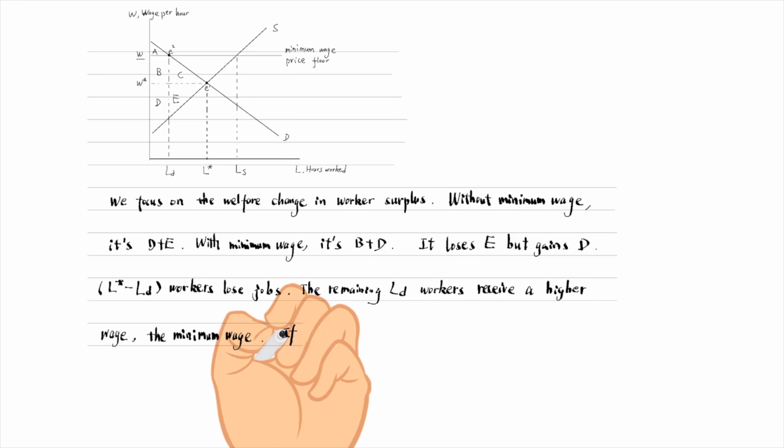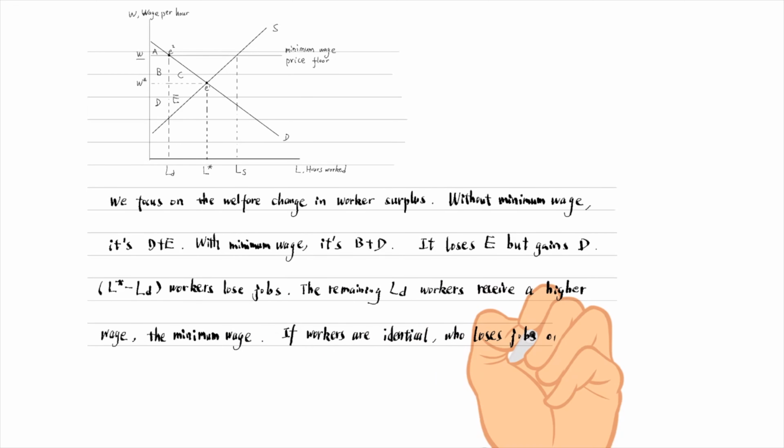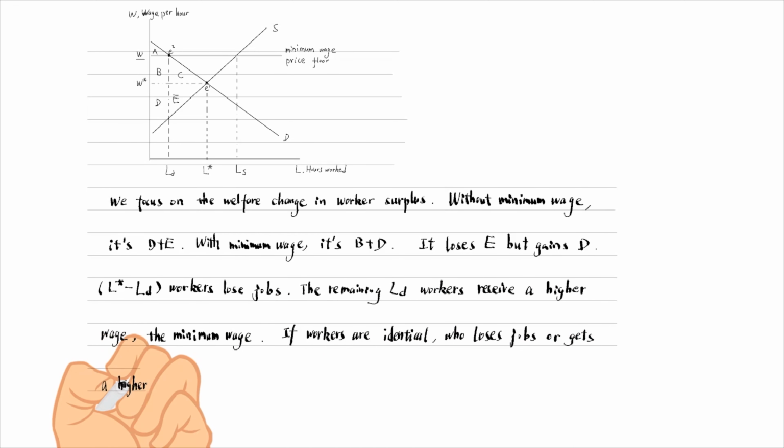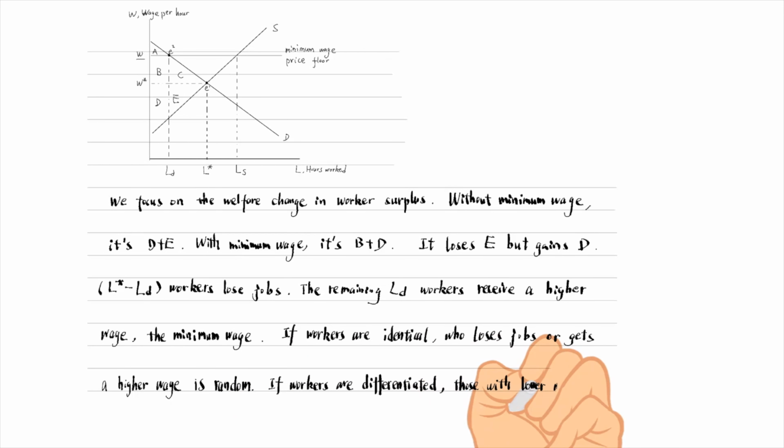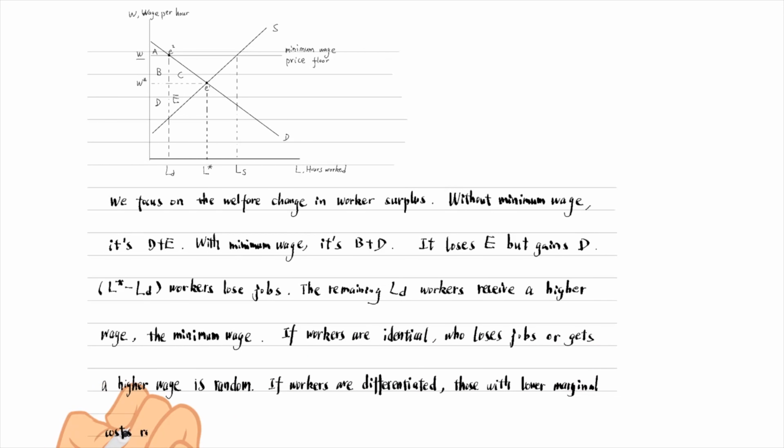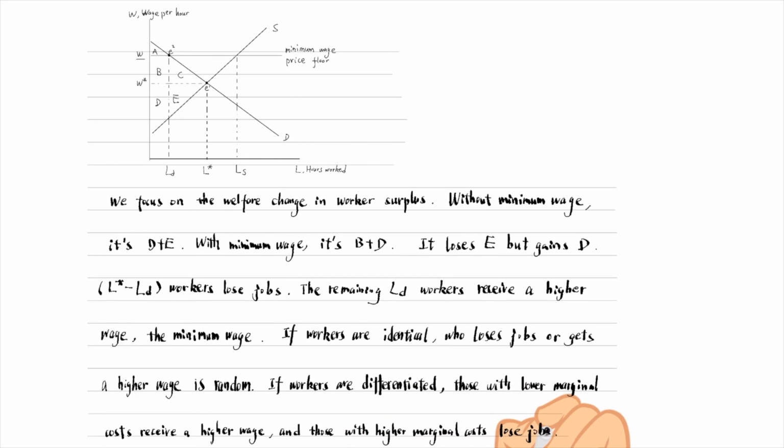If workers are identical, who loses jobs or gets a higher wage is random. If the workers are differentiated, those with lower marginal costs receive a higher wage, and those with higher marginal costs lose jobs. On average, the workers with better ability and education have lower marginal costs of learning skills that firms require. They are the LD workers who stay in the labor market and benefit from the minimum wage.